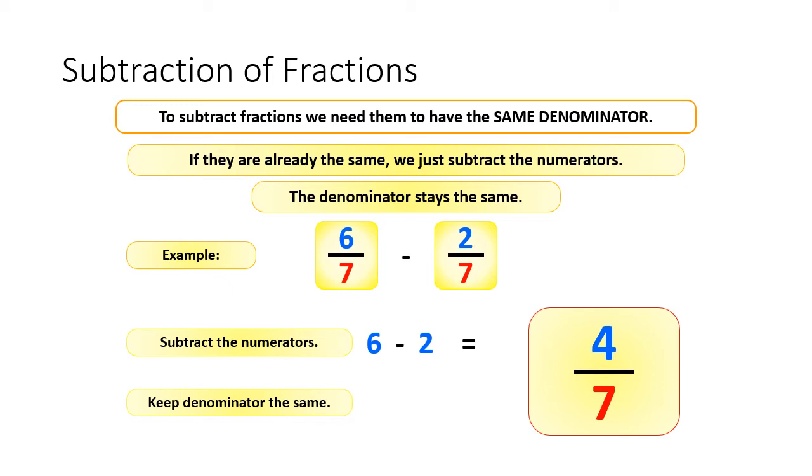So for example, 6 over 7, subtract 2 over 7. The denominators are the same, we just subtract the numerators. So 6 minus 2 is equal to 4. This is 4/7. So 6/7 subtract 2/7 is 4/7.